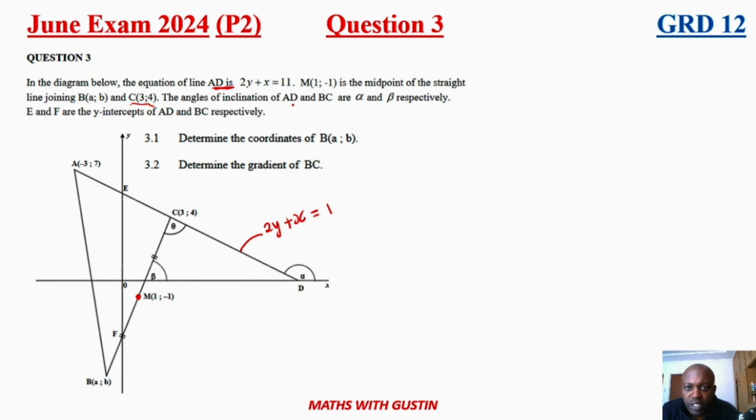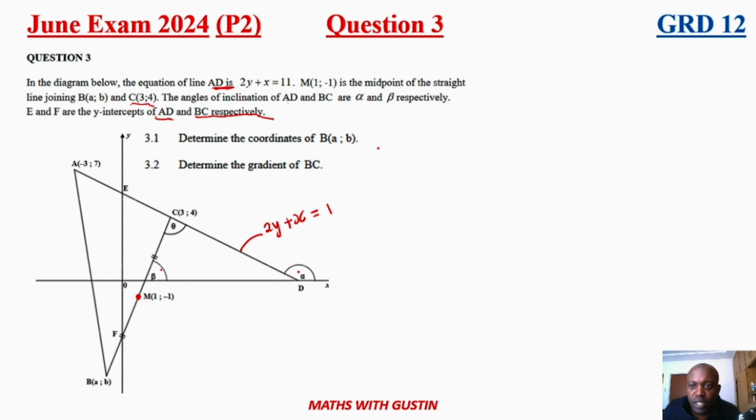The angle of inclination of AD and BC is given by theta and beta respectively. There we go. We see that there's beta there, there's theta there, right? And then they said E and F are the y-intercepts of AD and BC respectively. Reading the question is very important, guys, so that you fully understand it and you don't make a mistake while you are answering these questions.